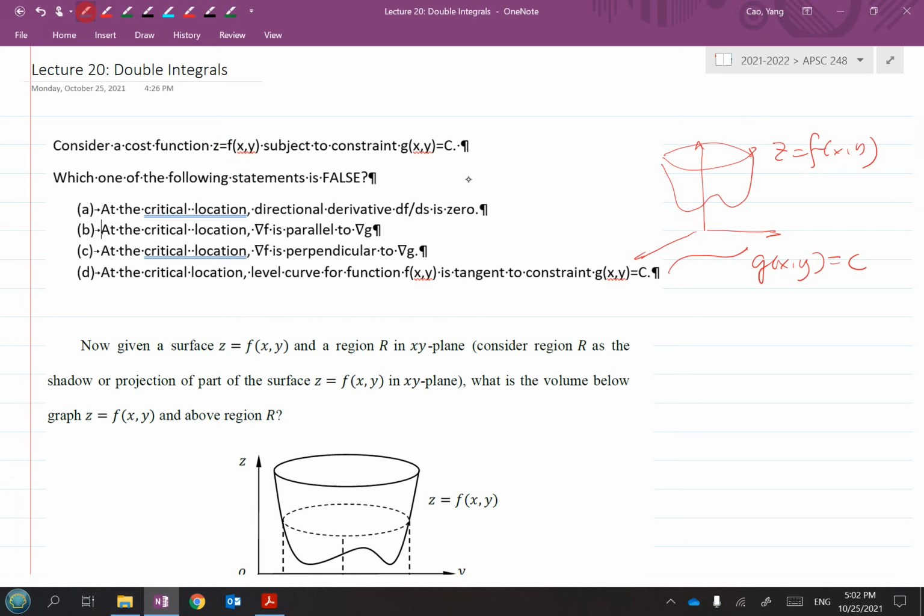Okay, let's read it together. A, at the critical location, the directional derivative df over ds is 0. B, at the critical location, del f is parallel to del g. C, at the critical location, del f is perpendicular to del g. D, at the critical location, level curves for function f are tangent to the constraint g of x y equals c. There are four choices. So which one of the statements is false?